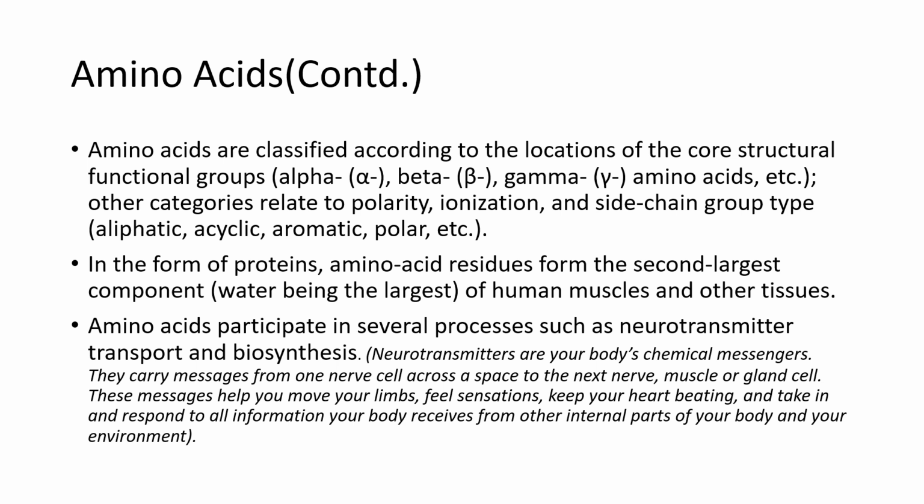All right, so amino acids are classified according to the location of the core structural functional groups, that is alpha, beta, and gamma. There are other categories that you will have to memorize. You'll have to memorize if it's polar or non-polar. You have to memorize ionization, charged or uncharged. You will also have to remember the side chain group type, which is aliphatic, acyclic, aromatic, and polar, right? So amino acid classification is very important, and you will also have to remember the full structure and how to draw it as well.